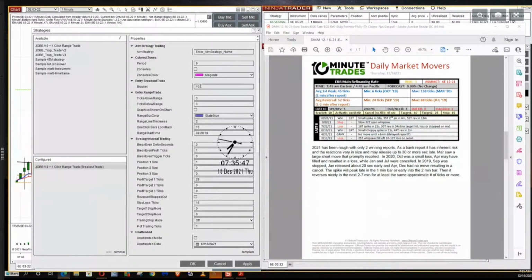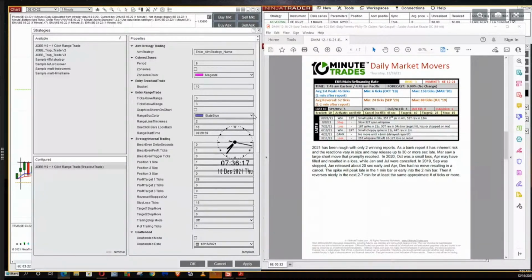So we've got a bracket of 10, a target of 29, okay? And if you were trading two contracts, targets of 10 and 25. So 29 is not that bad. There can be shocks to the market with the central banks and inflation. It's possible. There can be some shocks to the market here.